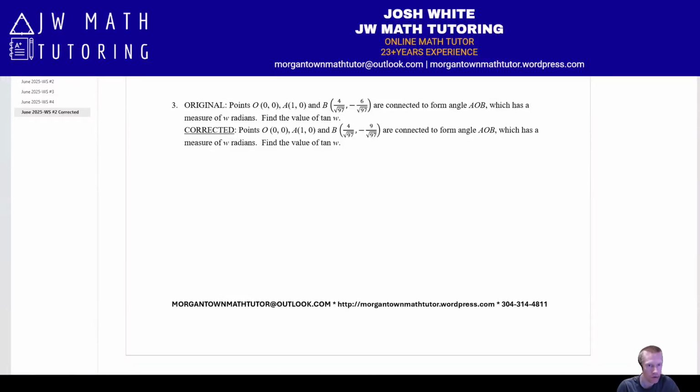I want to go through one of the problems from my June 2025 worksheet series. Basically, it's worksheet number 2, problem number 3. The reason I want to briefly go through this problem again is because it appears that some of the numbers that were reported in the source where I got this problem from were incorrect.